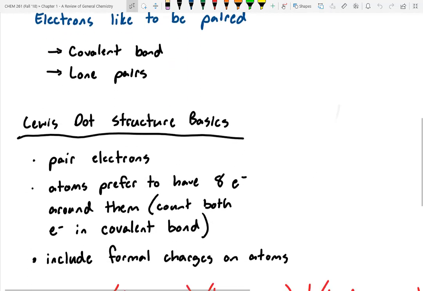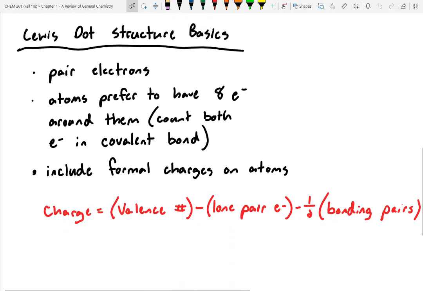Like I said, the key rules with Lewis dot structures is ideally you want to pair electrons, unless we're talking about radical chemistry, which we'll cover second term. Ideally, you want your atoms to have 8 electrons around them. However, like I said, that's more a general guideline, not a firm rule. And you want to include formal charges on specific atoms.